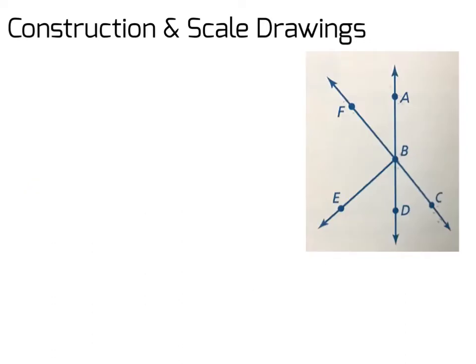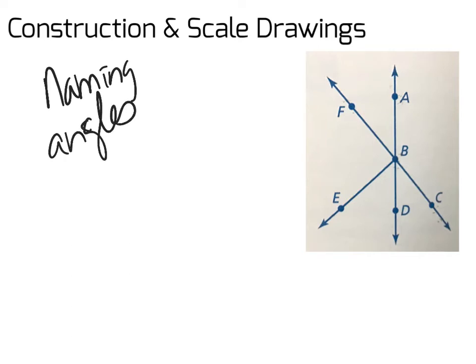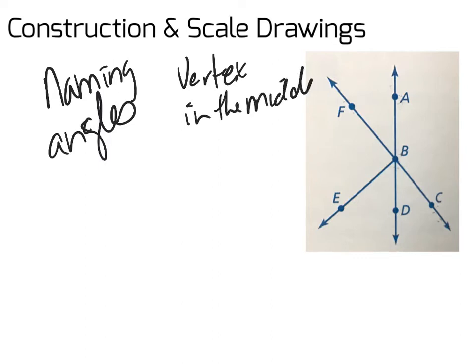Now let's talk about naming angles. When you name an angle, the vertex always has to be in the middle. So put the vertex in the middle. When I name an angle, I always start with this little angle sign, and then I'm going to look at an angle. Let's say I want to name this one right here. I'm going to name this angle.